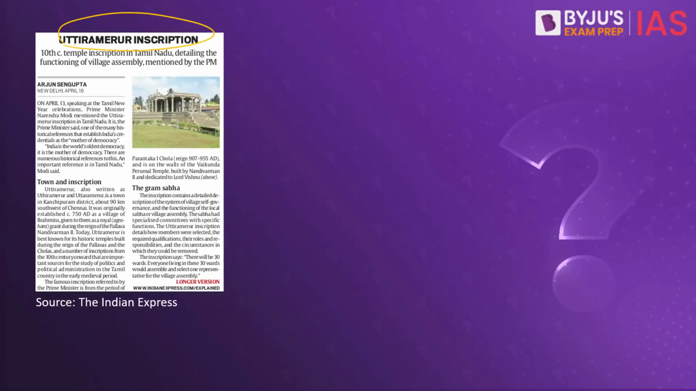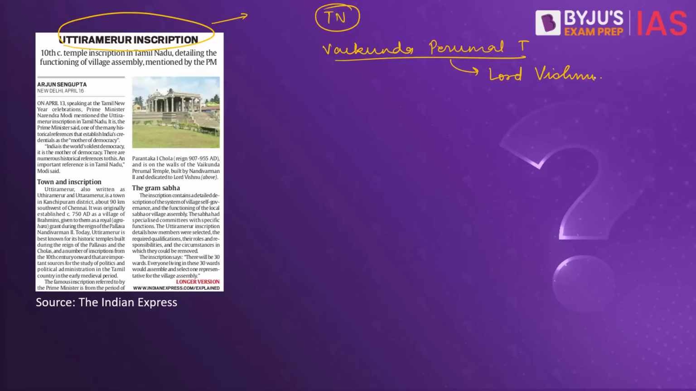Also, the history optional students, do not forget to mark this location in your maps. So this inscription is located in the state of Tamil Nadu in a temple known as Vaikunda Perumal Temple, which was built by a Pallava ruler, that is Nandi Varman II. Now this temple is dedicated to Lord Vishnu. However, please note that this particular inscription was not by the same king. It was by a later king, that is Parantaka Chola I, who ruled between 907 to 955 AD. So this information again becomes very important.